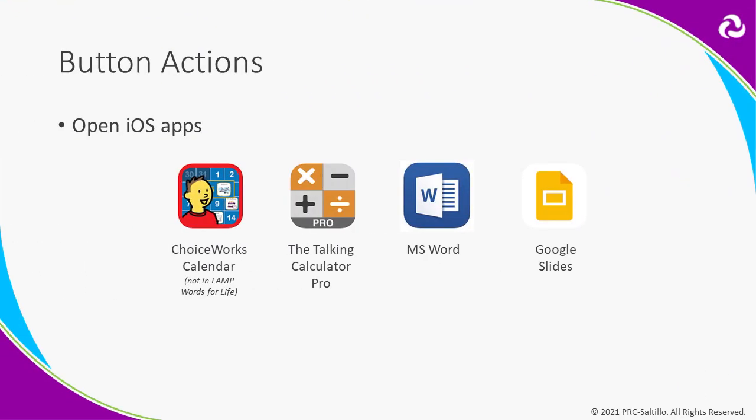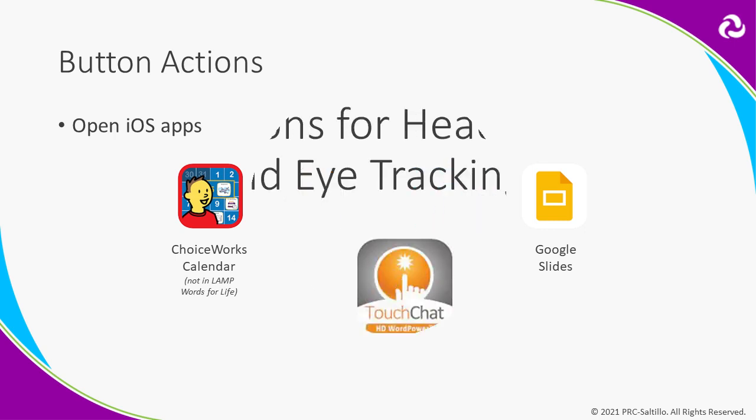More apps have been added to the list of options to open from a button within our apps. You can open ChoiceWorks Calendar in Touch Chat and Dialog AAC, as well as opening the Talking Calculator Pro, MS Word, and Google Slides in Lamp Words for Life, Touch Chat, and Dialog AAC.